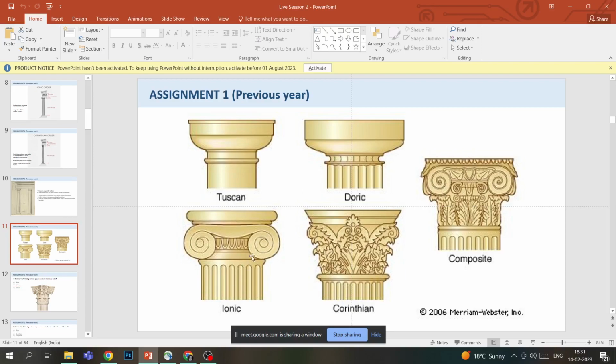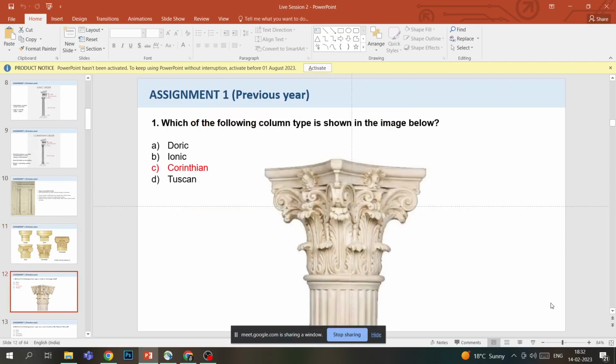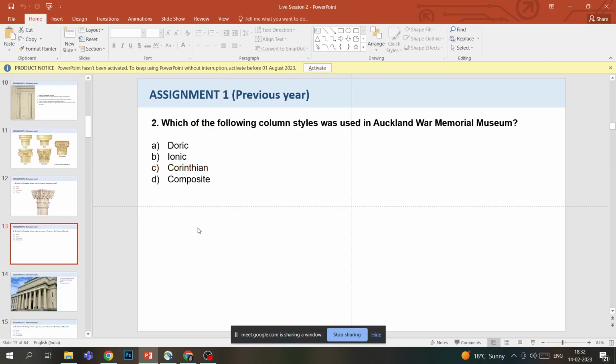Then when we come to Ionic, it has a scroll-like capital, and Corinthian has very detailed, very ornamental leaf-like structures, and Composite combines Ionic and Corinthian in its capital. So these columns are basically distinguished based on their capitals. The answer to the first question was Corinthian. Now coming up to the next question, which of the following common column styles was used in Auckland War Memorial Museum?